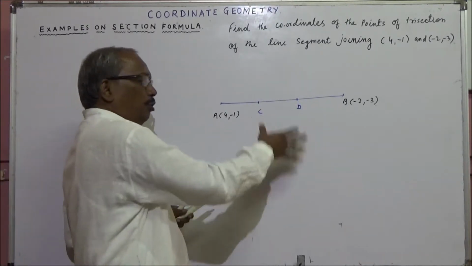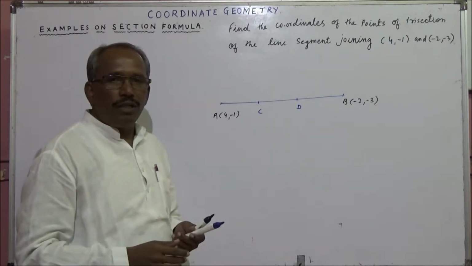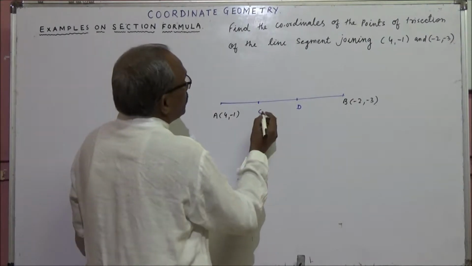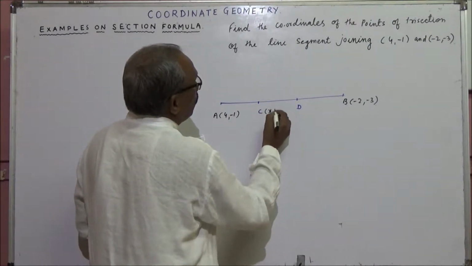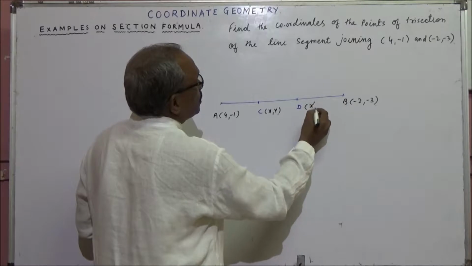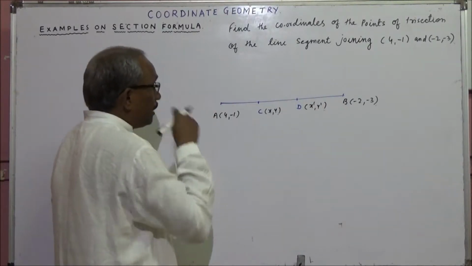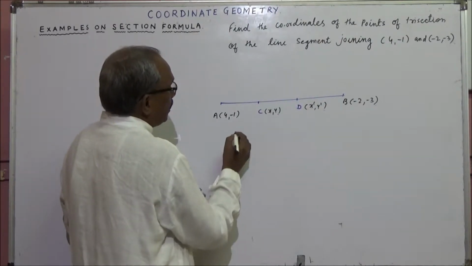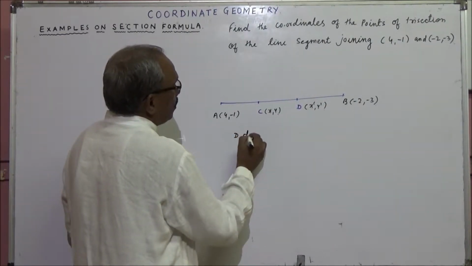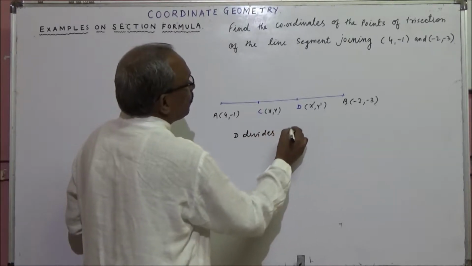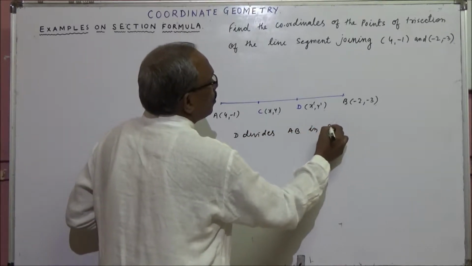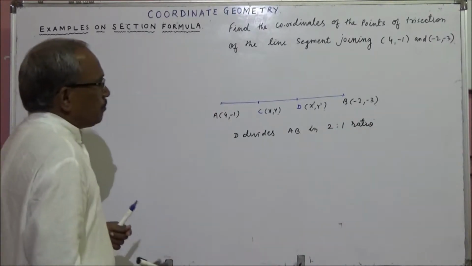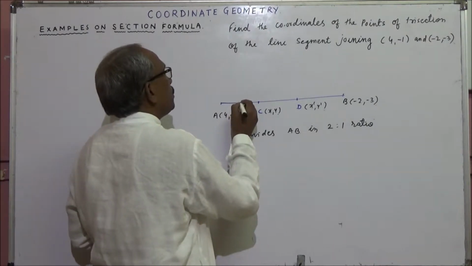Trisection means two such points which divide the given line segment into 3 equal parts. So let us consider this as (x, y) and this as (x', y'). See here, these 3 are equal, so therefore I can say that D divides AB in 2:1 ratio.